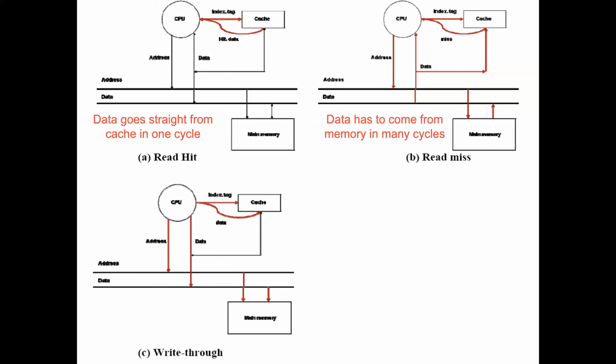We can also have what is called a write-through. In a write-through, data is written to both the cache and to memory. We have two choices for writes, the write-through and the write-back. With the write-through, when the CPU does a write, it gets sent to the cache and to main memory at the same time.